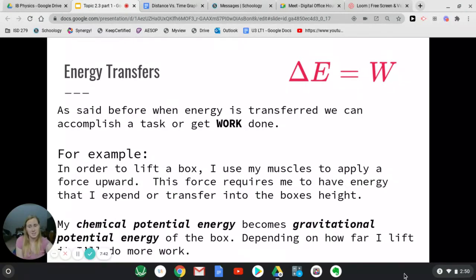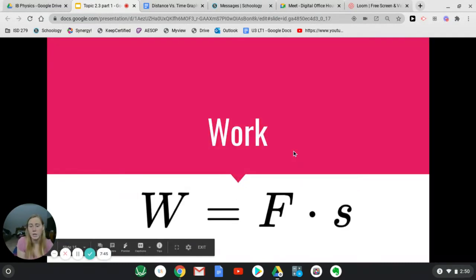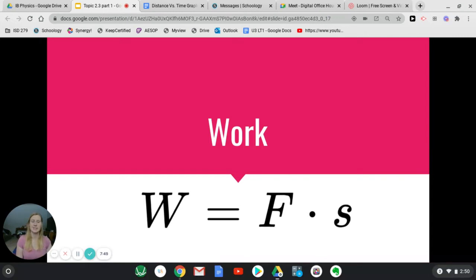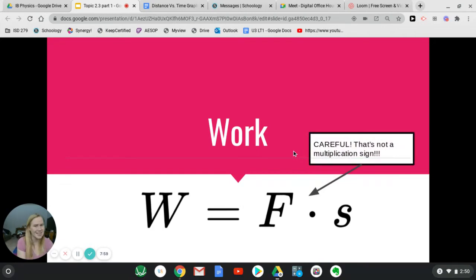So this leads to the next point. Work is applying a force through some sort of distance. And so the equation for work, which is in your data booklet, is force times distance. But be careful. That's not a multiplication sign. Force is a vector. So that is a vector multiplication, which, since we don't teach calculus, I can't teach you.